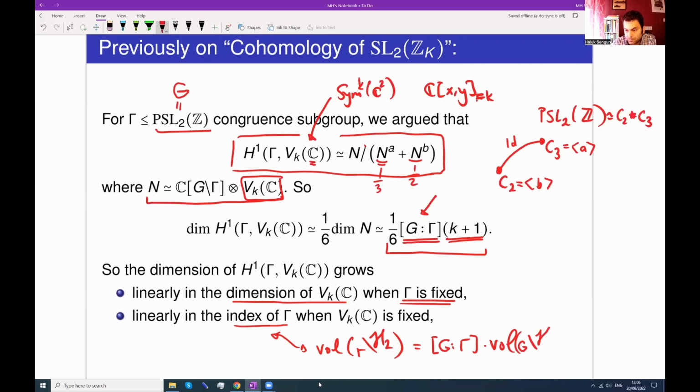So in that sense, the index grows the same as the volume. Sometimes you see index, sometimes you see volume in the formulas. Right, okay, so this is the classical situation. It's quite well known. As you can see, our dimensions are growing very nicely, healthily, linearly in the level aspect and in the weight aspect.